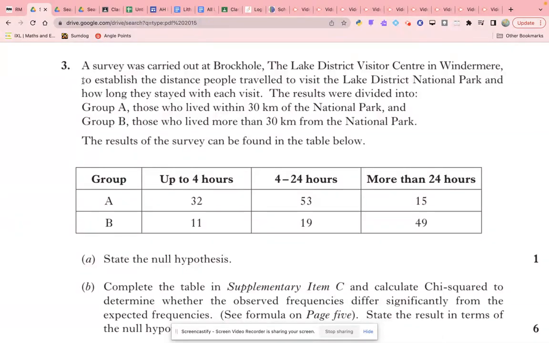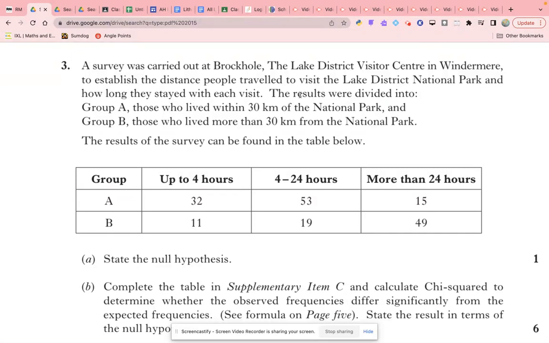And the survey has been carried out to establish the distance people have travelled to visit the Lake District National Park and how long they stayed with each visit. So we have a visitor being surveyed and they are asked how far have they travelled and then how long are they going to stay in the national park.